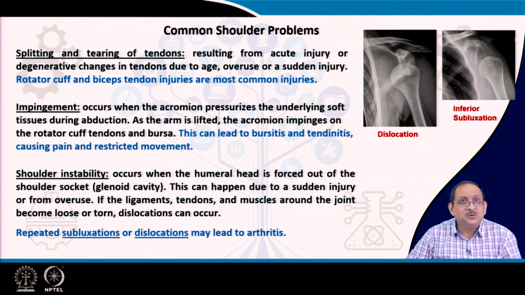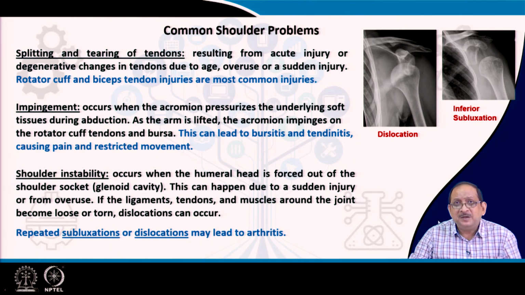The third, also quite common, is the shoulder instability. The shoulder instability occurs when the humeral head is forced out of the glenoid cavity or the shoulder cavity. So, this can happen due to sudden injury or from overuse. In case the ligaments, tendons and muscles surrounding the joint cavity become loose or torn, dislocation can occur.